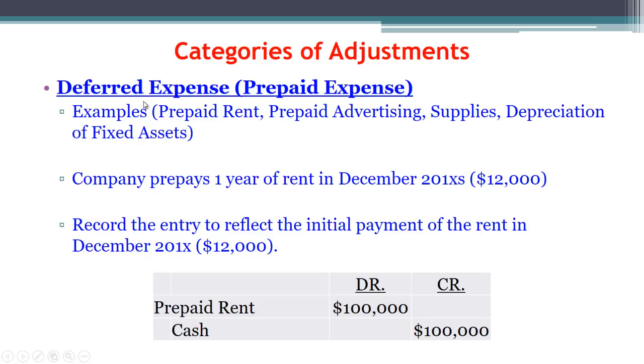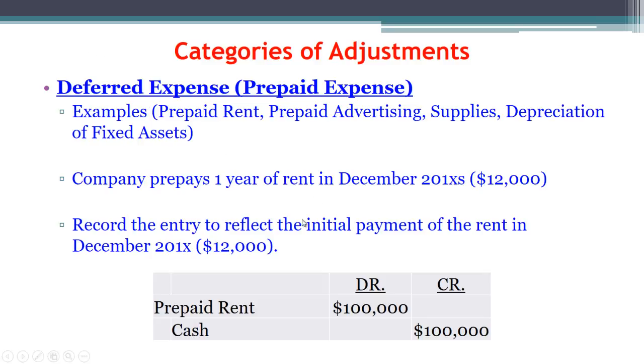So a deferred expense. Sometimes in this example we have a prepaid expense. This is probably the most common entry you'll have for adjusting entries. It could include things like prepaid rent, prepaid advertising, supplies, depreciation when we have fixed assets. What we're basically saying is we bought something or we prepaid for something in advance. We paid cash, but it's not an expense yet until we use whatever we paid for.